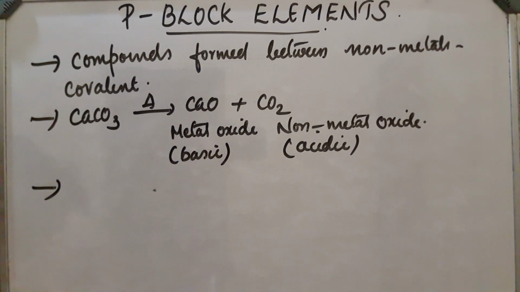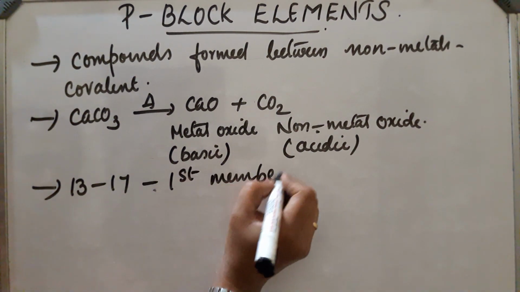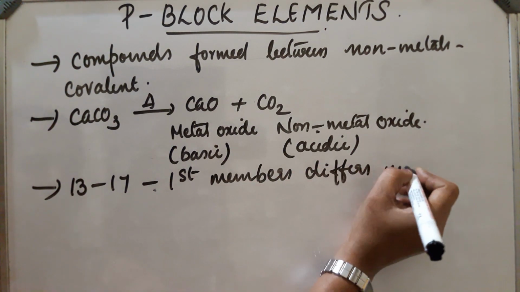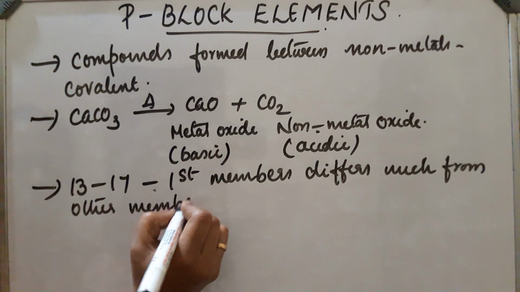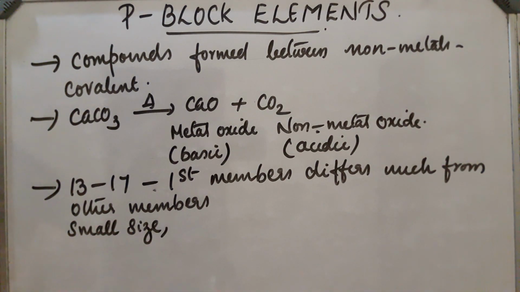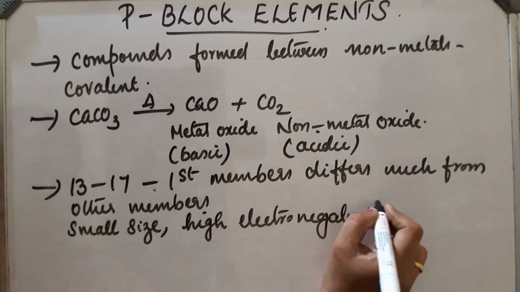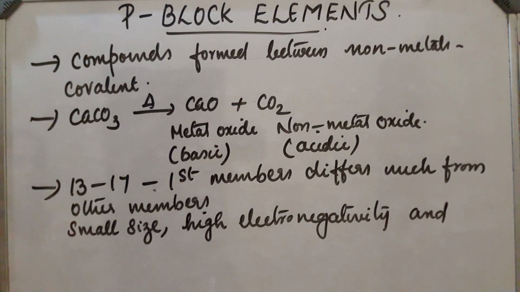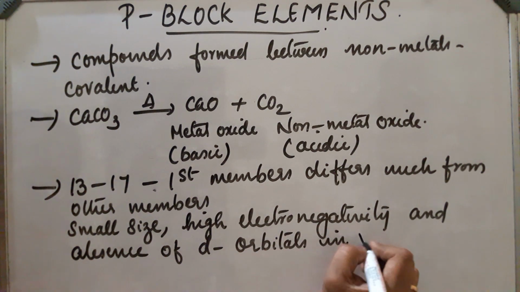Now the next point. The first members of each group, from 13 to 17 (p block elements are from 13 to 18), differ much from the other members of the same group. This is due to the following reasons: their small size, their high electronegativity, and absence of d orbitals in the valence shell.